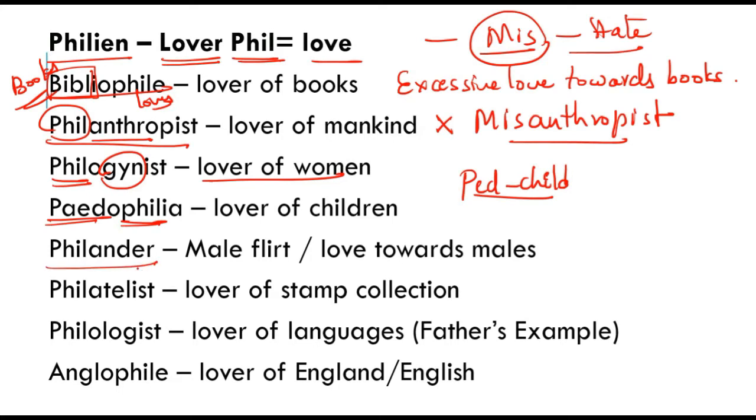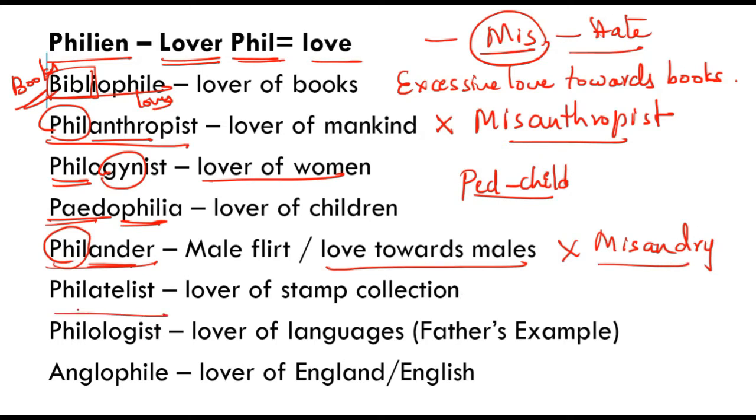Next one, philanderer. We already discussed this, right? Phil means love. Andro actually means male. So if you have excessive love towards male, you are sexually attracted towards male, you are actually called a philanderer. Opposite of this is misandry. Yes, we discussed this under andro.